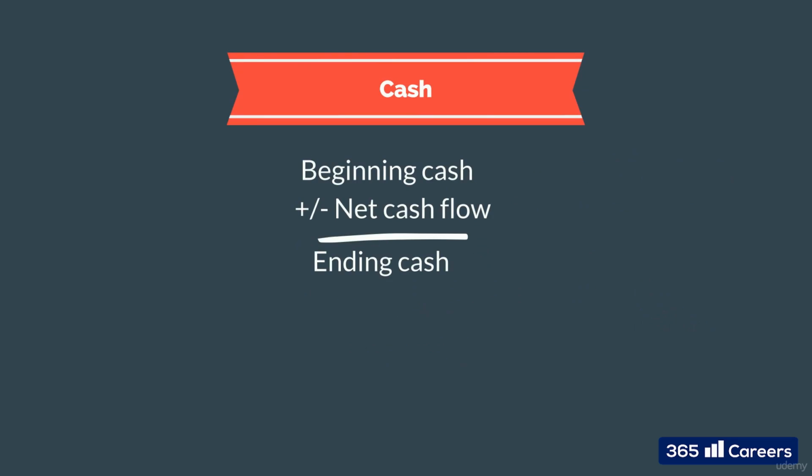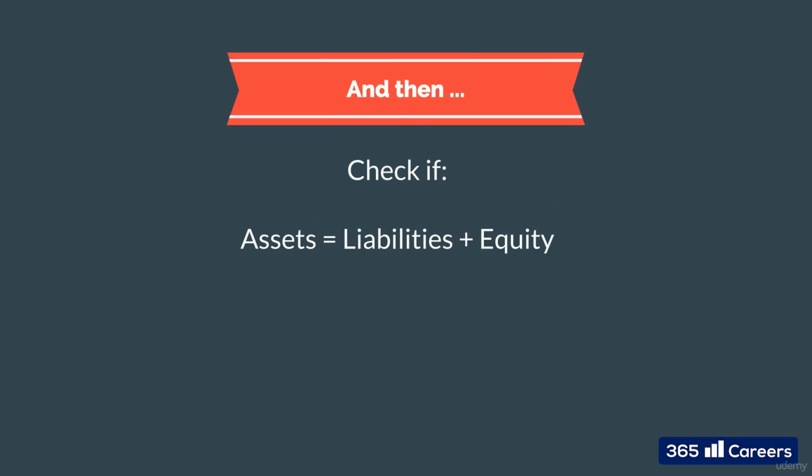The last account that must be forecasted is cash. To forecast cash, we need to build a cash flow statement. And then cash will be equal to beginning cash plus net cash flow observed throughout the year. This is how we can build a complete model. Once you are ready, open the balance sheet and check if assets are equal to liabilities and equity. If that's the case, you've worked correctly.